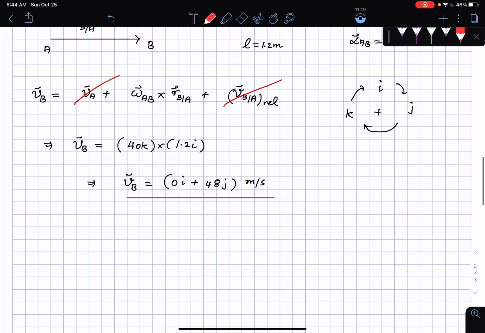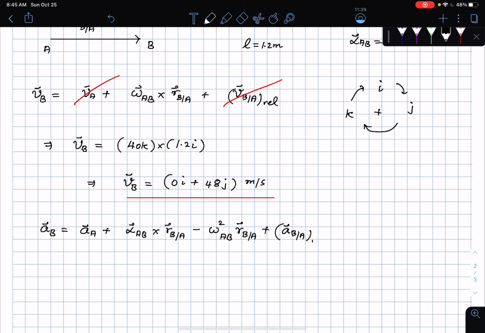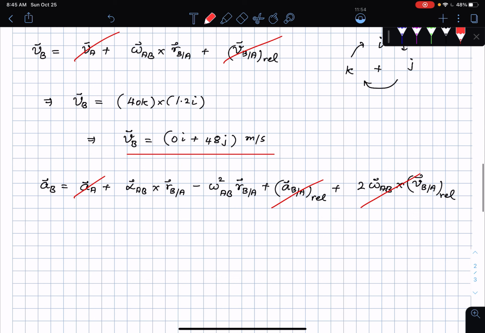Then I can also use the acceleration expression. Acceleration of B is acceleration of A, plus alpha AB crossed with r B/A, minus omega squared AB times r B/A. Then some of our relative terms are gone. The relative acceleration of B/A is gone. Omega AB cross the relative velocity of B/A is also gone. So take this term out, take that term out, take that term out. Then start substituting.